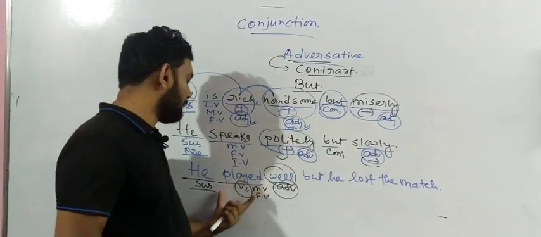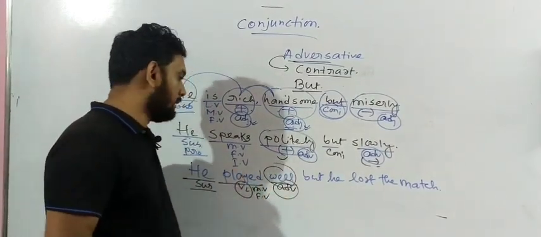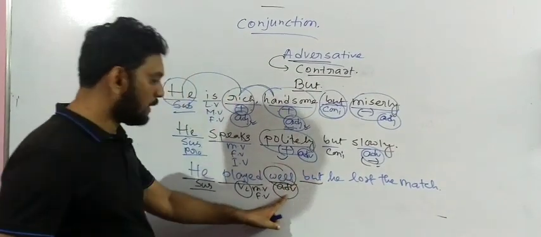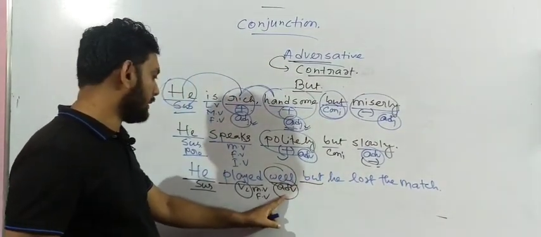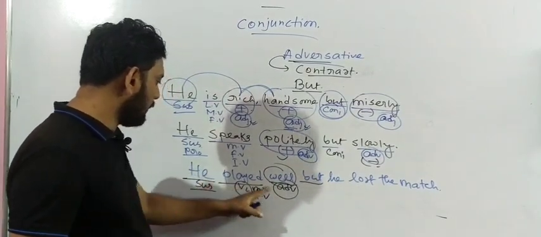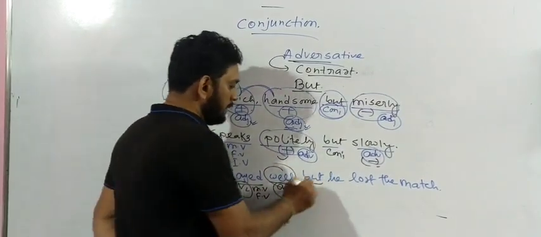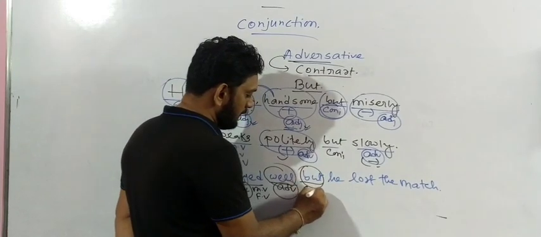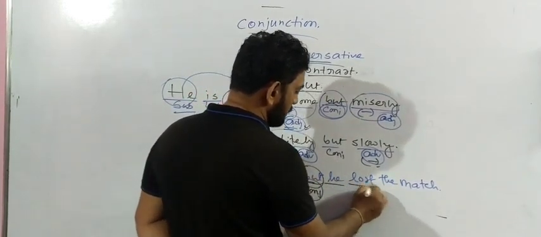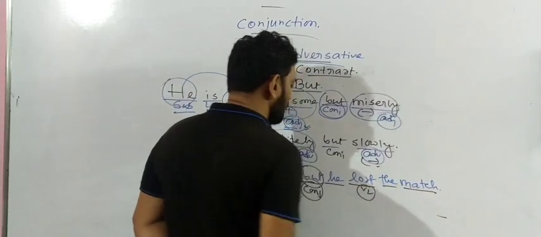Yes or no? How did he play? He played well. Now here I have written "but". So "well" is called an adverb of manner. How did he play? He played well. But is a conjunction. He is the subject, lost is the second form of the verb, the is a determiner, match is a noun.